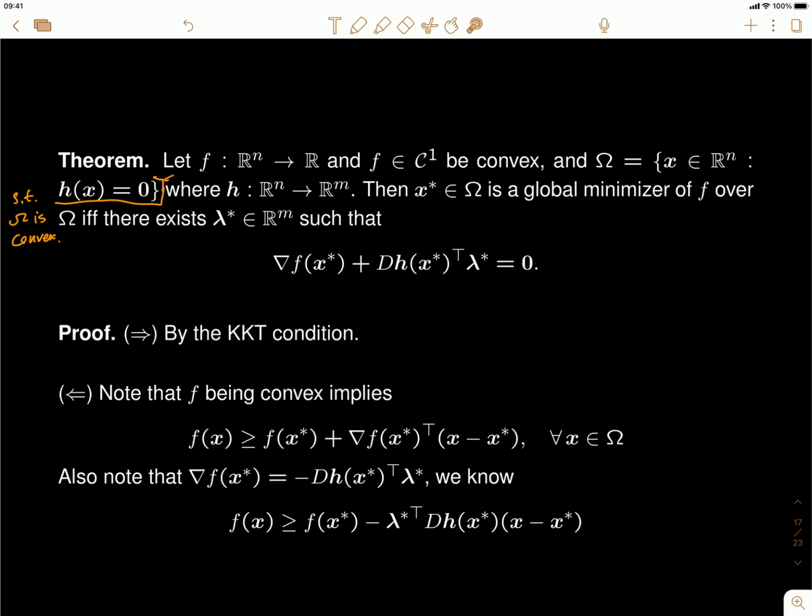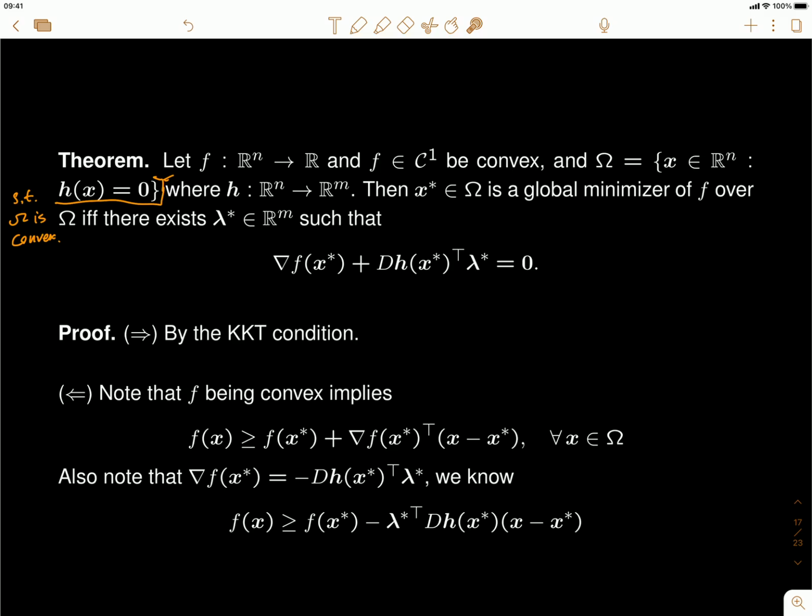Okay, so if it's a global minimizer, then since the Lagrange condition is the necessary condition, this must be true. The key right now is that if we know there exists lambda star such that this is equal to 0, can we show that x star is a global minimizer?